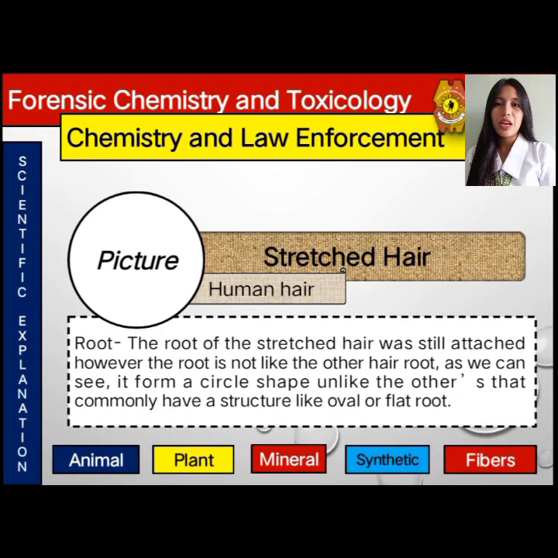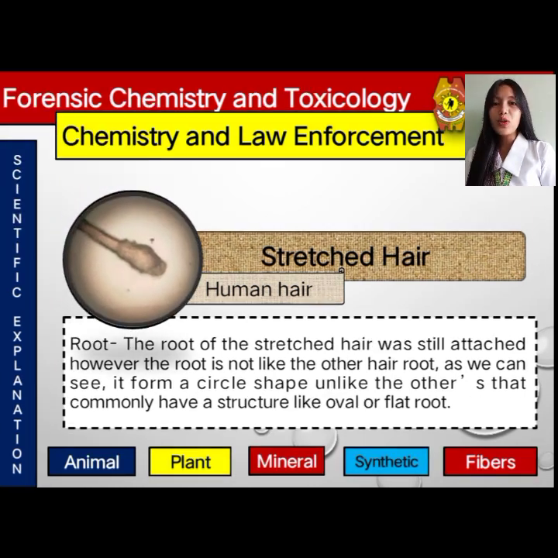Stretch hair. Root. The root of the stretch hair was still attached. However, the root is not like the other hair roots. As we can see, it formed a circle shape unlike the others that commonly have a structure like an oval or flat root. So the tip. On the other side, the tip of the stretch hair was also damaged. We can see from the picture above that it has a bump area on its outer part.